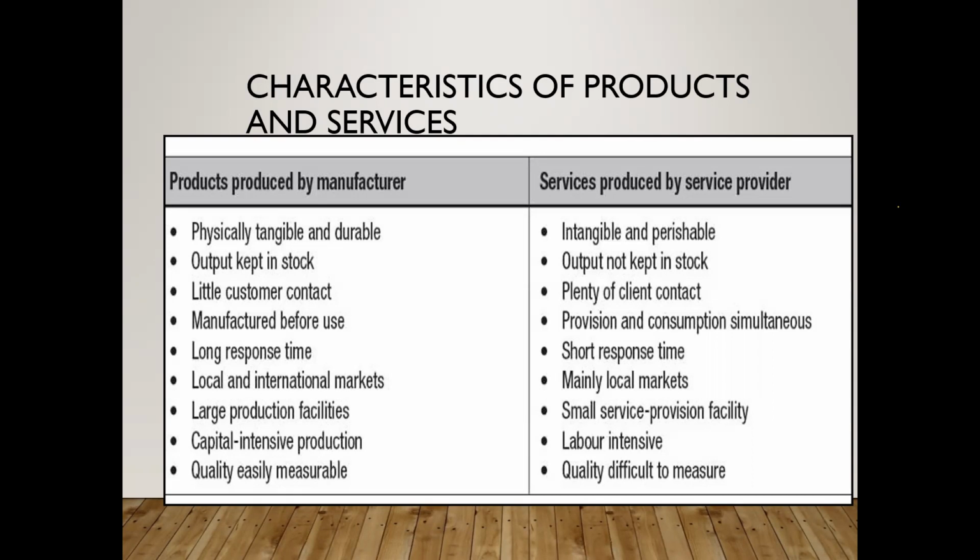There's a long response time with manufacturing, whereas there's a short response time with services. Local and international markets, it can be provided when it's a tangible or a good. For services, it's mainly the local markets. And for goods, there's a large production facility. So especially when you go to these car assembly plants and bottling, manufacturing, and other goods that are manufactured, they are done at very large production facilities, whereas with services, much smaller.